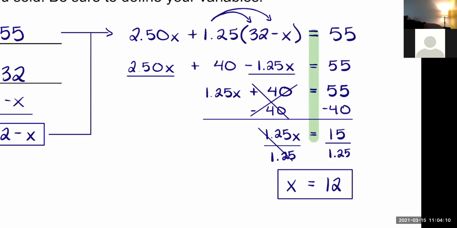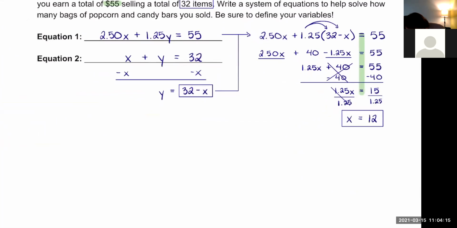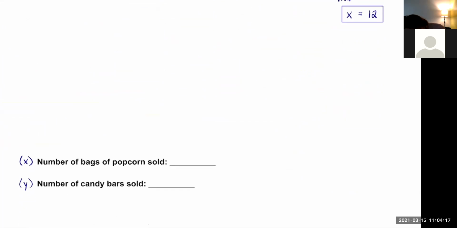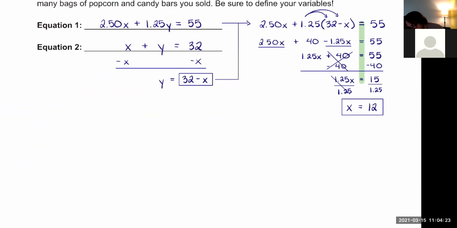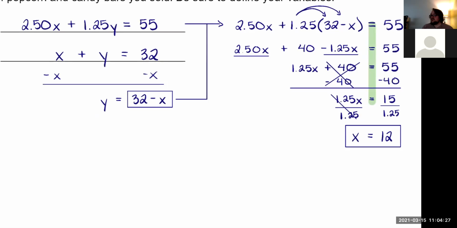And that's good news because X was one of the things we were looking for. What did it represent? Popcorn. So down here, number of bags of popcorn sold is 12. Now we're not done. We still need the Y. Now here's the neat thing. Don't I already have an equation where Y is by itself?